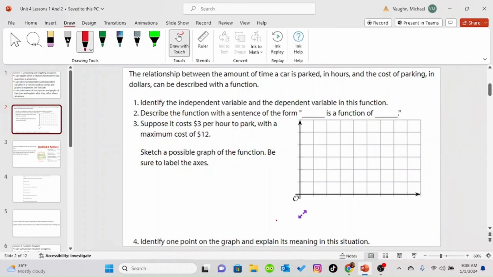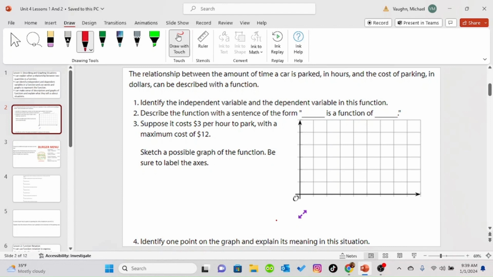Problem number 1. The relationship between the amount of time a car is parked in hours and the cost of parking in dollars can be described with a function. Identify the independent variable and the dependent variable in this function. So our independent variable is the one that we change, and the dependent variable is the one that gets calculated.